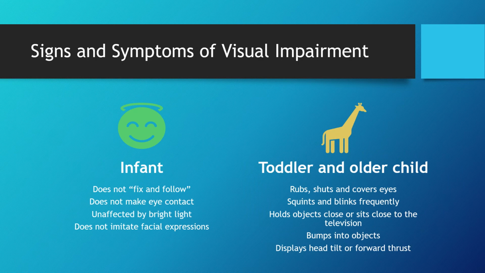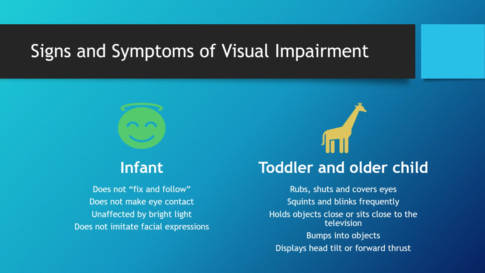So there are some signs and symptoms of visual impairment, and it's generally going to differentiate between our infants and our toddler and older children. Visual impairment is just a general term that refers to visual loss that cannot be corrected without regular prescription lenses. So if you notice that your infant does not fix and follow, does not make eye contact, is unaffected by bright lights, or does not imitate facial expressions, that might be considered some visual impairment or visual loss, and we need to follow up with that.